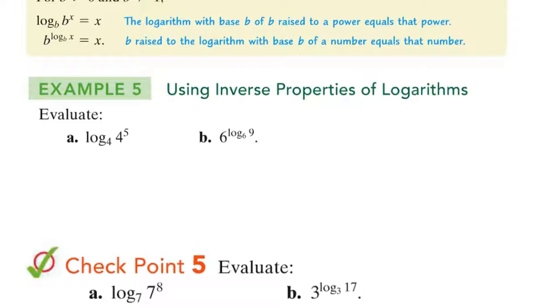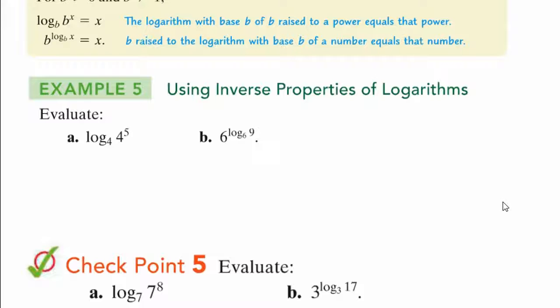All right. So using inverse properties of logarithms, if the base of a logarithm and the base of the exponent match, they're going to cancel each other out, basically. They're going to undo each other because they're inverse functions. Inverse functions undo each other. So if I have a log base b of b to the x, the log base b and the b cancel, leaving you just with the exponent of x.